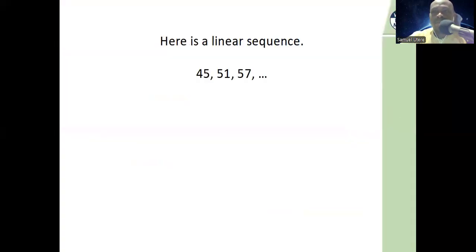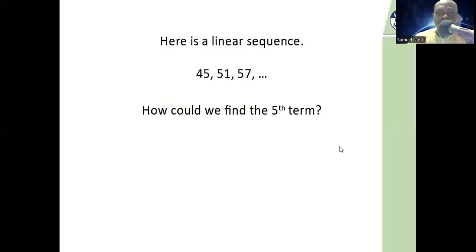So here is a linear sequence, 45, 51, 57. How could we find the fifth term? Okay, so take note that before, I would simply ask you to find the fourth term. That would be easy because you know what you're adding each time, but we have made a jump. Okay, we're asking you to find the fifth term. Okay, we'll do that by continuing the sequence because this one is not far out. We can find the fourth term and then just find the fifth term.